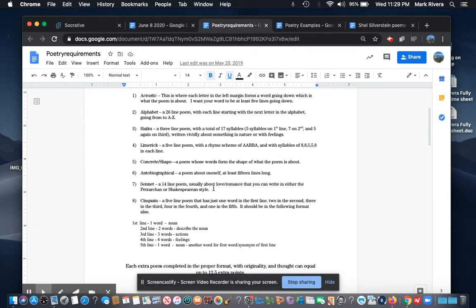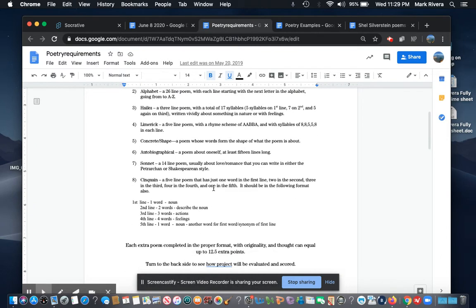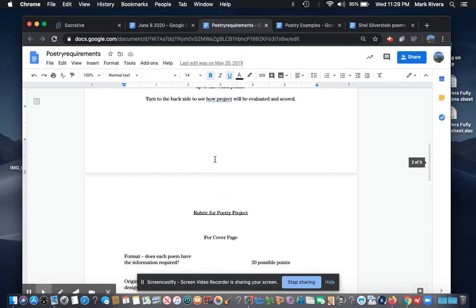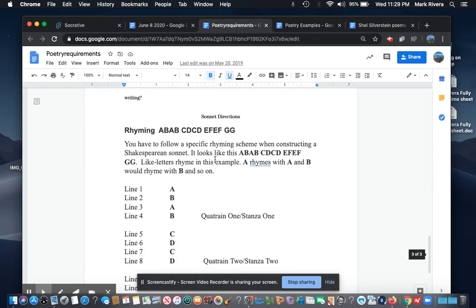All right. Now, the next type of poem is a sonnet. Okay, so a sonnet is a 14-line poem. It usually deals with love and romance. And you can write in a Petrarchan or Shakespearean style. So if you look, I believe, yeah, it's here.